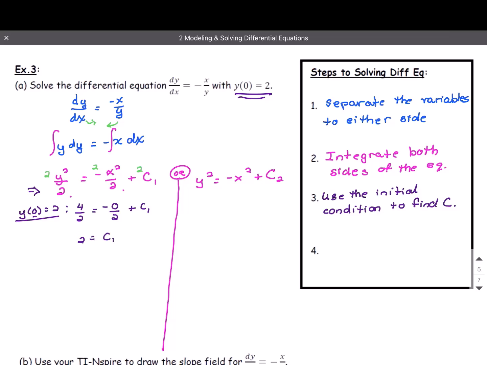Now on the other side, we substitute in the same point, y of 0 equals 2. y is 2 squared, which is 4, negative 0 squared plus c2, and this time our constant is 4. So notice we have different constants. Is that okay? We shall see. We also have different equations, so it's probably okay. Now we're going to write the solution.